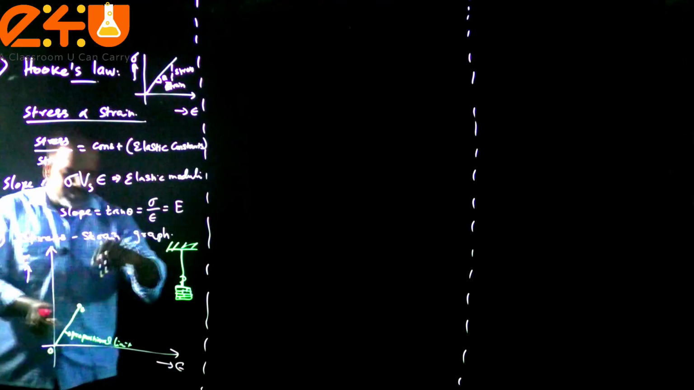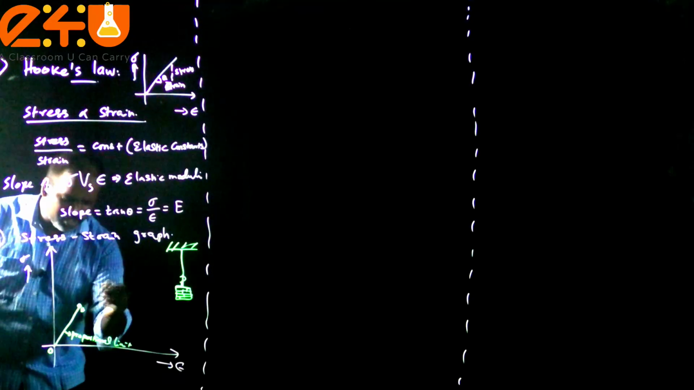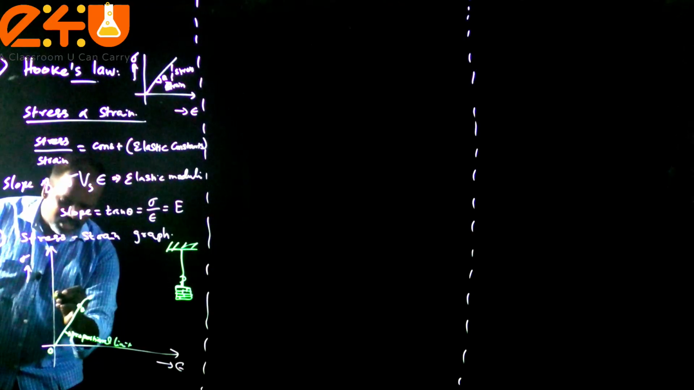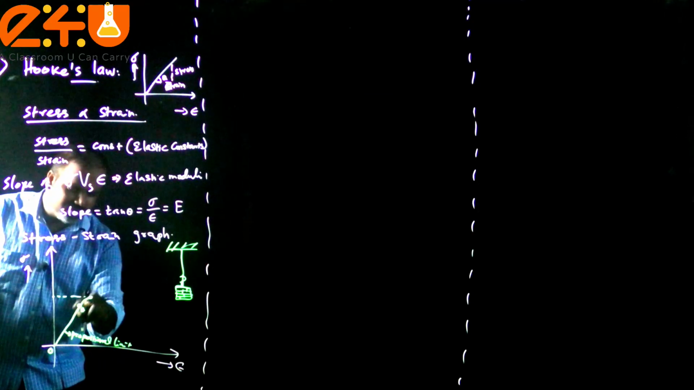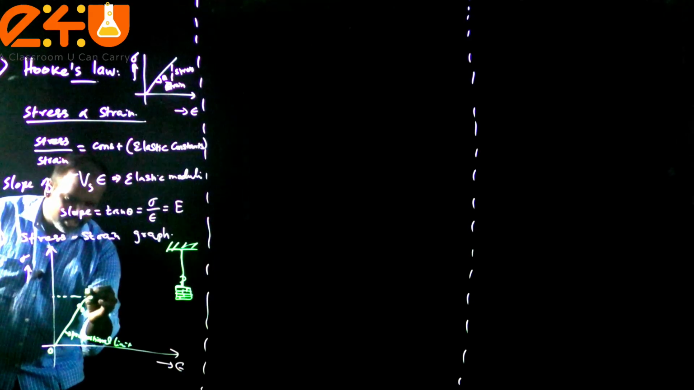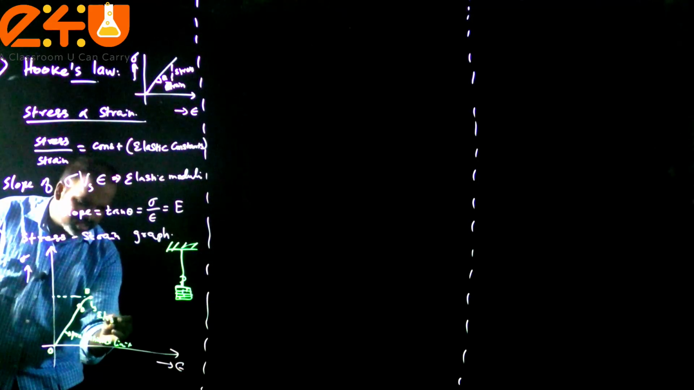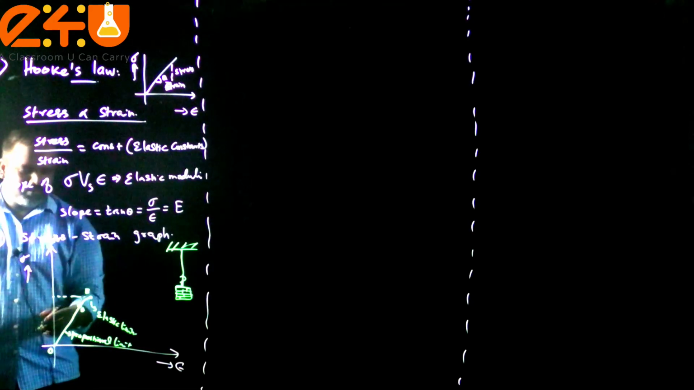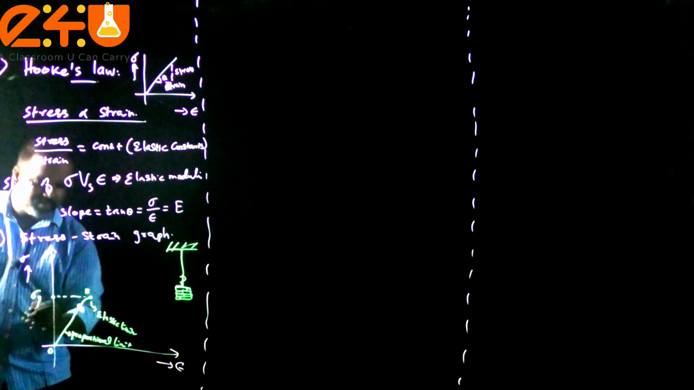Further, I am increasing the applied stress, that means the deforming force. The strain also increases, but you can see the linear behavior slightly differs from the straight line. This corresponding point I can call B. This is called the elastic limit, and the corresponding stress is called the yield point, sigma y.